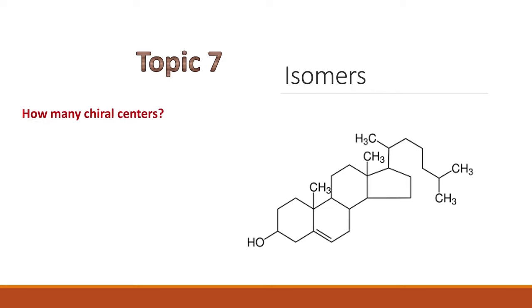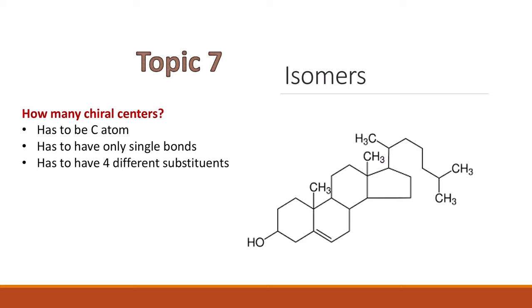How to identify how many chiral centers are in your compound. The main rule is that it has to be a carbon atom. It has to have only single bonds, so a carbon atom with a double bond will never be a chiral center. And it has to have four different substituents. So the four groups or substituents on the carbon have to be different. And it can be part of a ring.